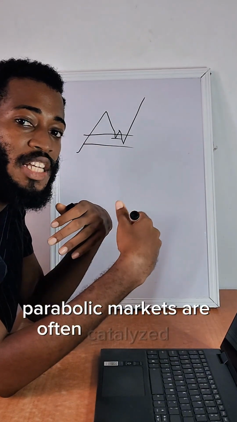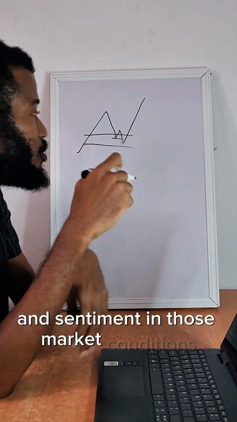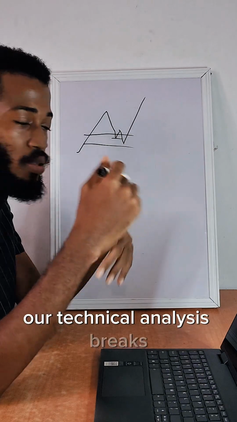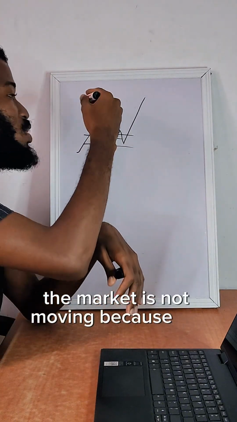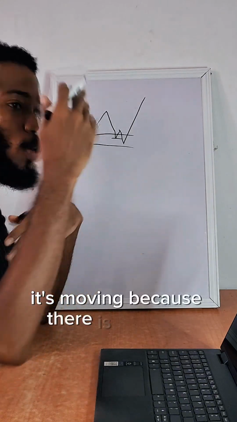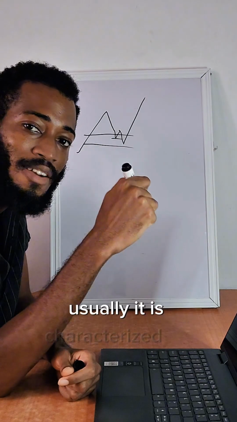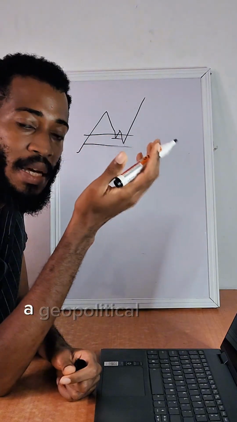Parabolic markets are often catalyzed by geopolitical reasons and sentiment. In those market conditions, our technical analysis breaks. The market is not moving because it's respecting 50% of fair value or liquidity. It's moving because there is a global sentiment that is driving price. Usually, it is characterized by something, a geopolitical event.